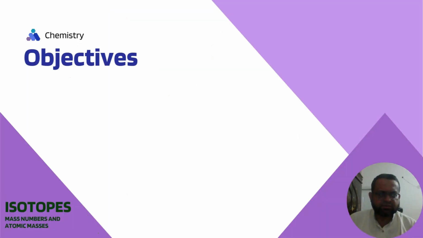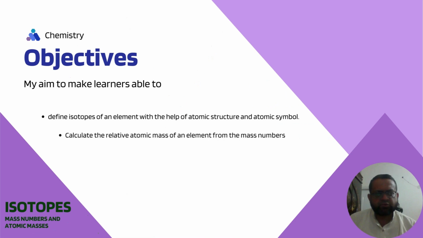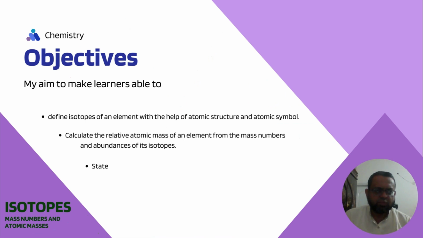Objectives of today's lecture. In today's lecture, our aim is to make learners able to define isotopes of an element with the help of atomic structure and atomic symbols. From this lecture, learners will also be able to calculate the relative atomic masses of an element from mass numbers and natural abundance of its isotopes.